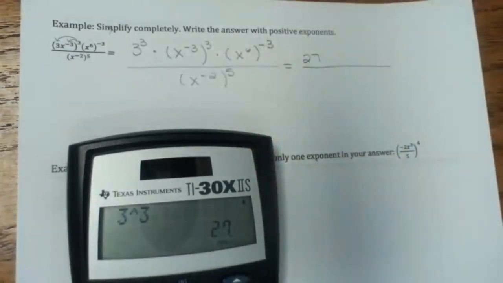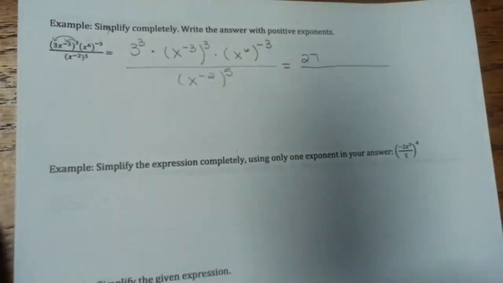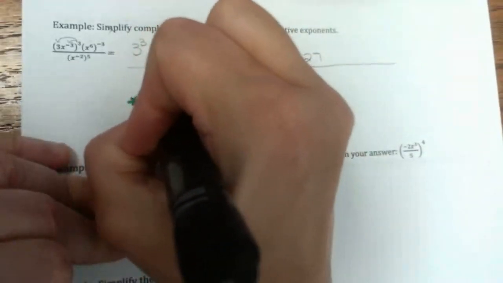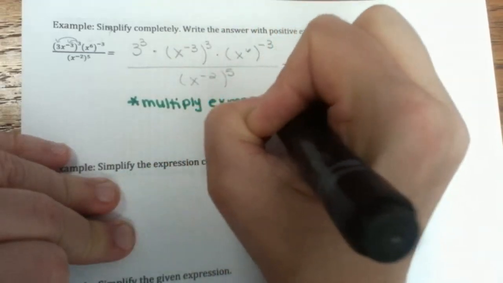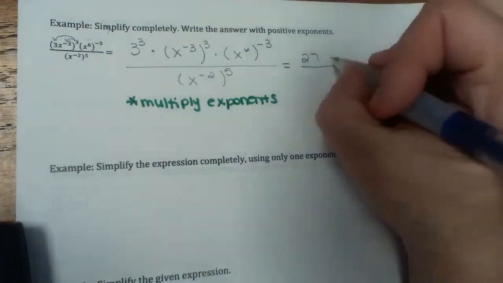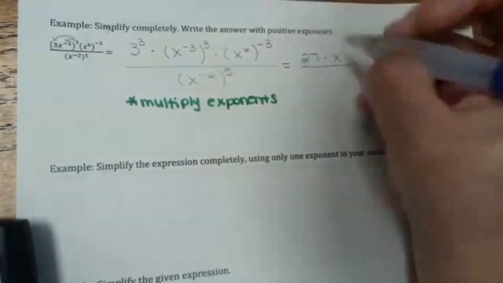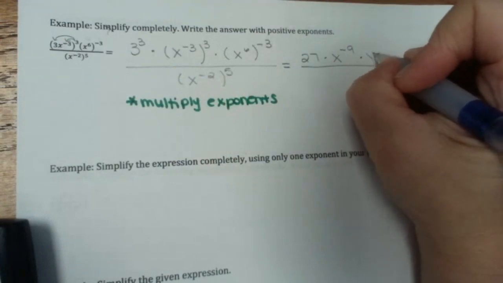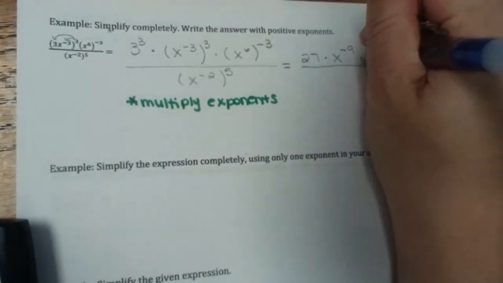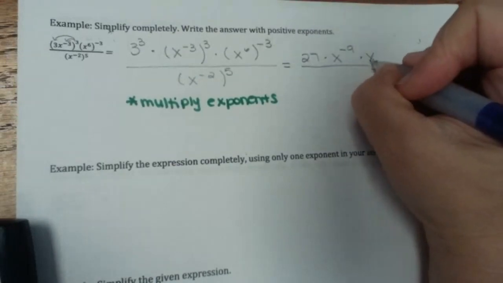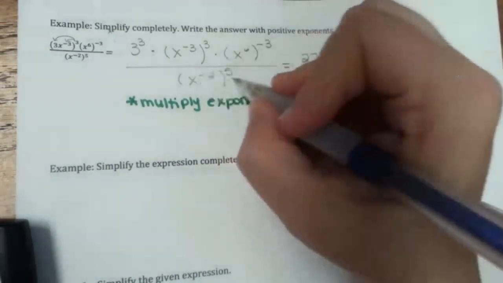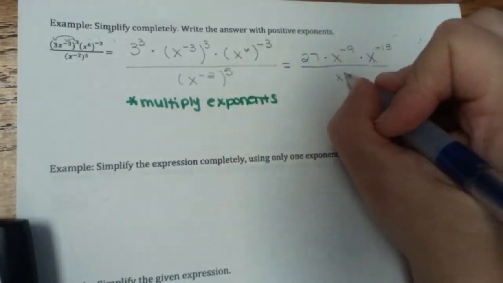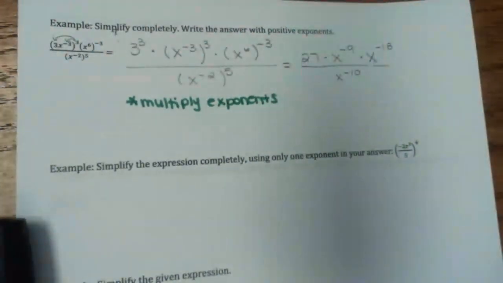So now here we have powers to powers. So we are going to multiply these exponents. So we have 27 times x, negative 3 times positive 3 would give us negative 9, times x, 6 times negative 3, which would give us negative 18, all over x to the negative 2 times positive 5, which would give us x to the negative 10th power. All right, so we're getting closer.